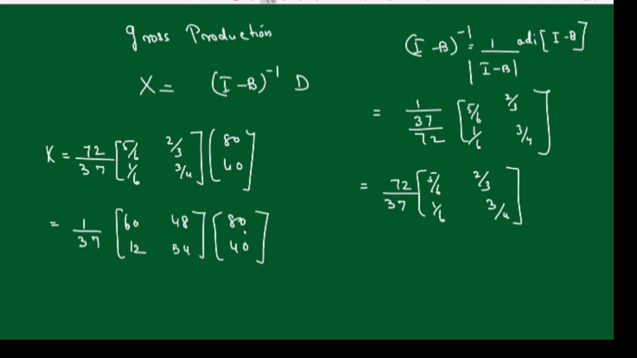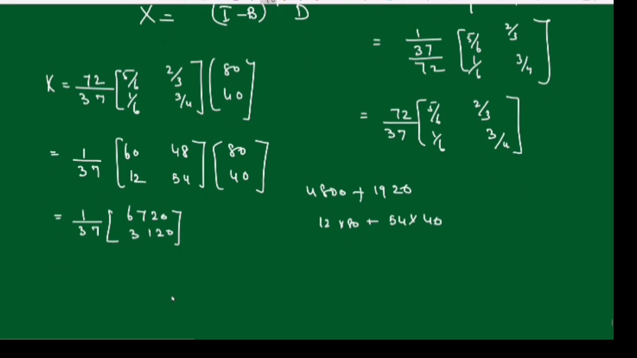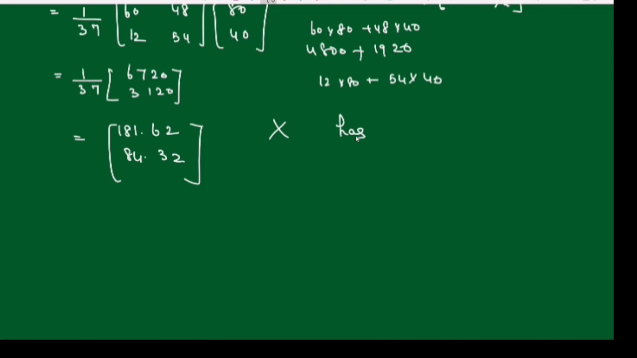60 into 80 plus 48 into 40, and 12 into 80 plus 54 into 40. Now divide 6720 by 37, 181.62. 3120 by 37, 84.32. That's all. That's the final output. X has to produce 181.62 units, and Y has to produce 84.32 units.